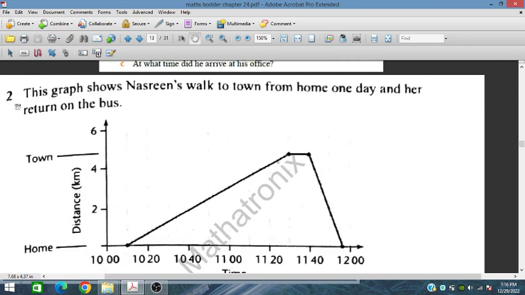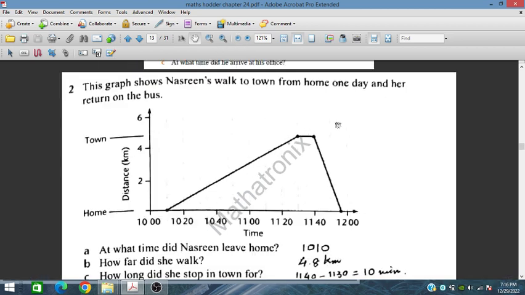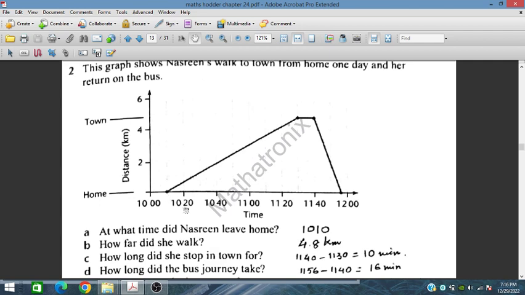Let's solve question number 2. In this graph she started at 10:10. At what time did Nasreen leave home? At 10:10, because this is 10 and this is 10:20, so this is 10:10. And how far did she walk? She walked approximately this distance, which is 4.8 kilometers, since it is close to 5 kilometers.